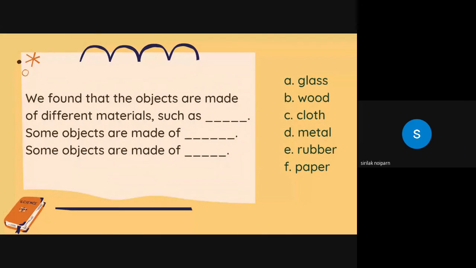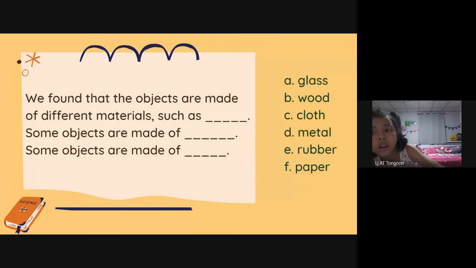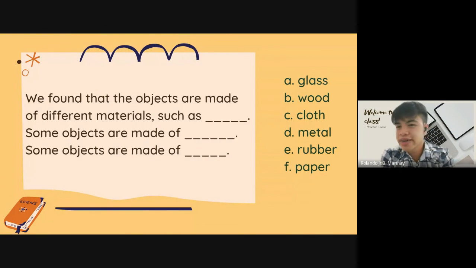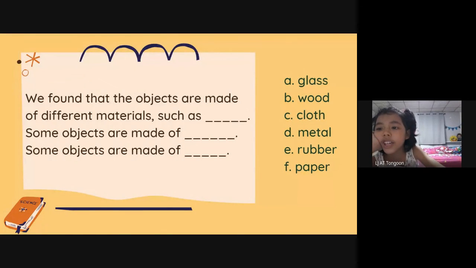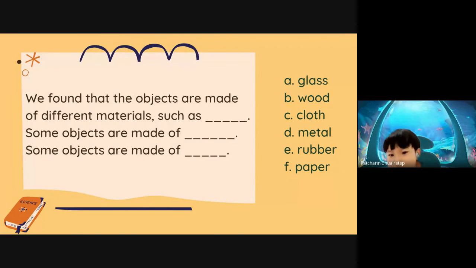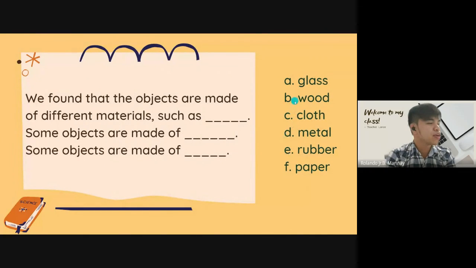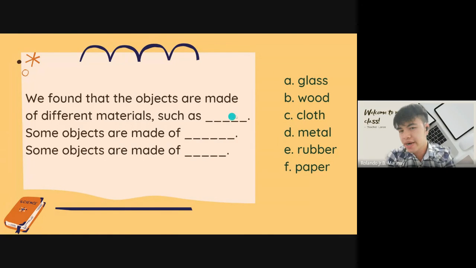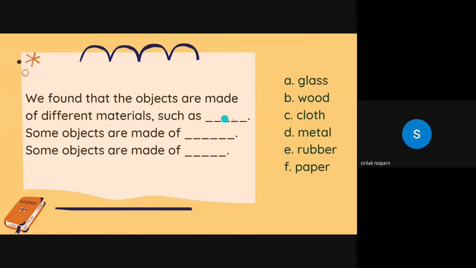You can write A, you can write B, you can write C. You can write anything. For example, we're going to give paper. For example, paper. Letter F.